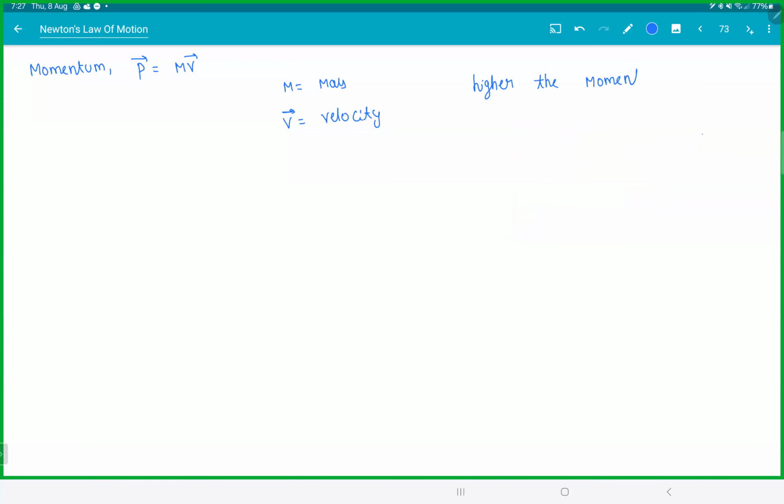So if you ask me, sir, what do you think about momentum? This is what I think. Higher the momentum, more difficult to stop the body. So when you ask me, can you stop this? I will ask you what is the momentum, because only mass or only velocity doesn't give the full data. More difficult to stop the body. This is a complete layman definition, but it gives you very good understanding.